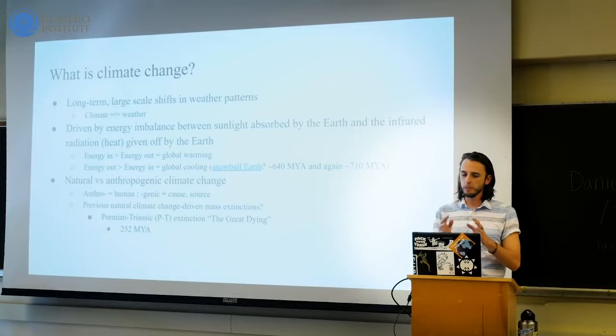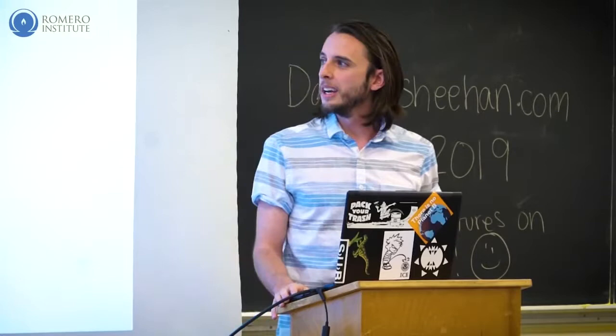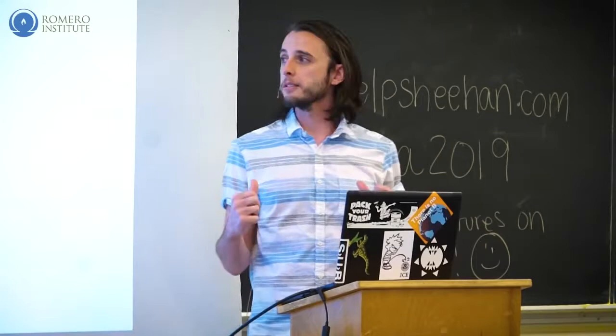But that raises the point of, well, okay, so the climate's always been changing, right? Yes, it has. The climate is constantly changing. It's undergoing natural changes, and some of them are what we would label good, and some of them are what we would label bad. But what we're talking about today is anthropogenic climate change, that is, climate change that's caused by us. But other natural climate changes have driven mass extinction in the past.